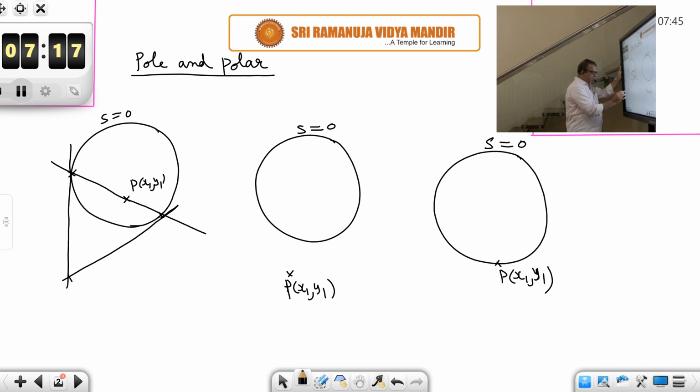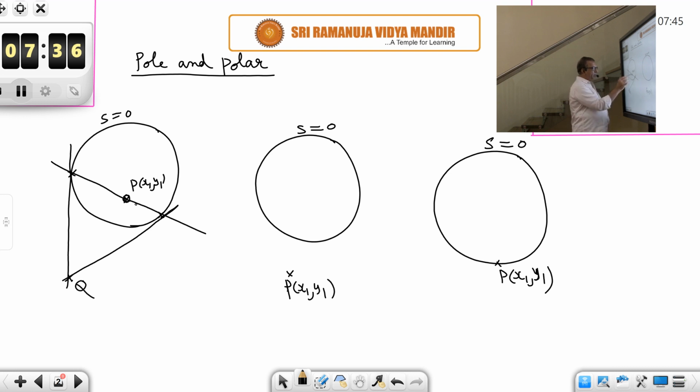Suppose they intersect at a point Q. Then the locus of Q, the point Q, is a straight line called the polar of P. Locus of means, like this you have to draw several lines.